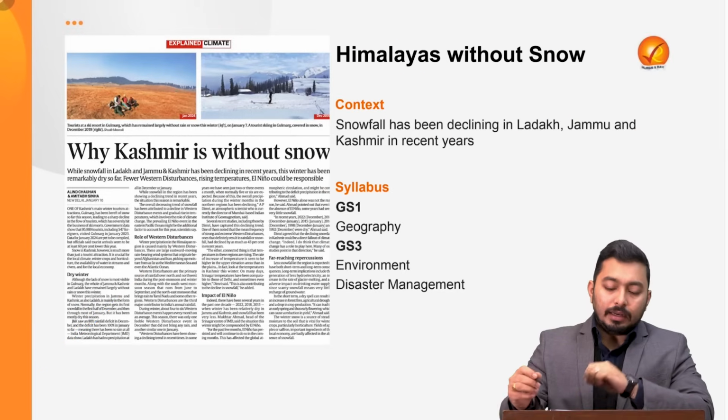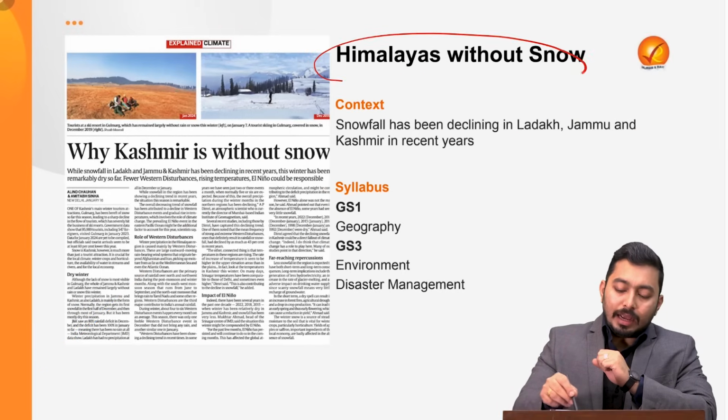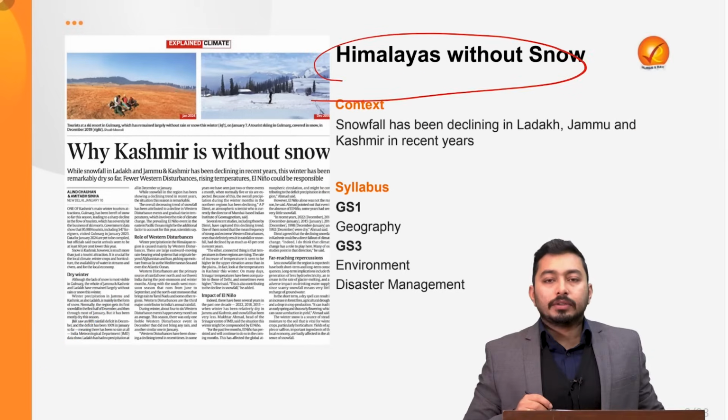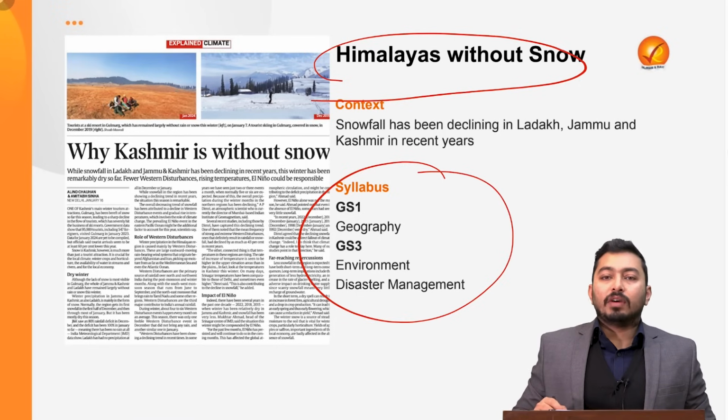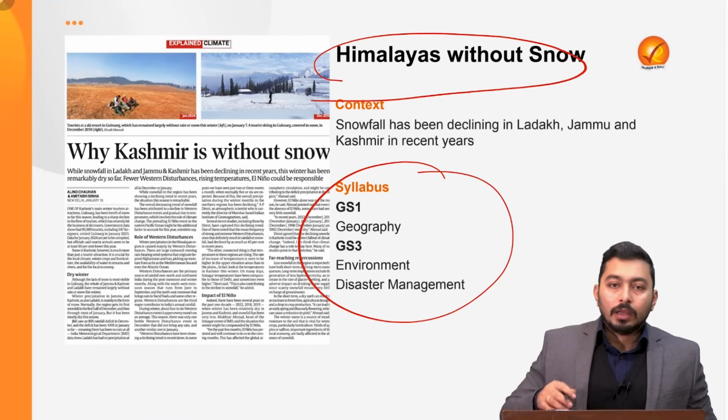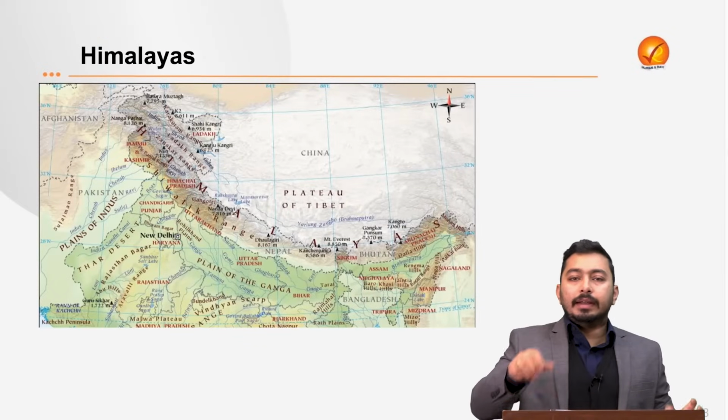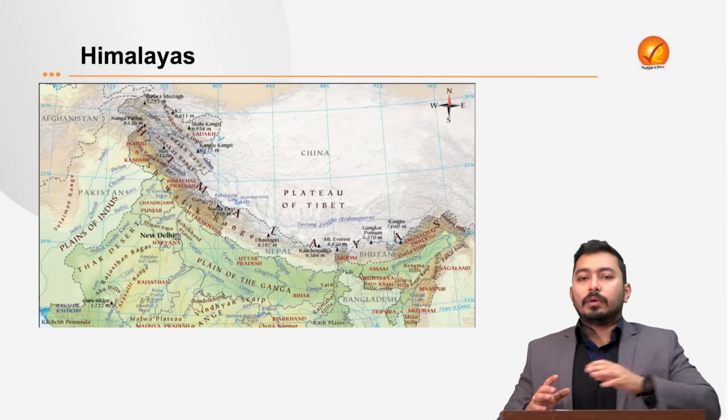Now, the first article is about the lack of snowfall in the Himalayas, and this pertains to our GS1 Geography and GS3 Environment as well as Disaster Management. Now, let us recap how the Himalayas were formed.